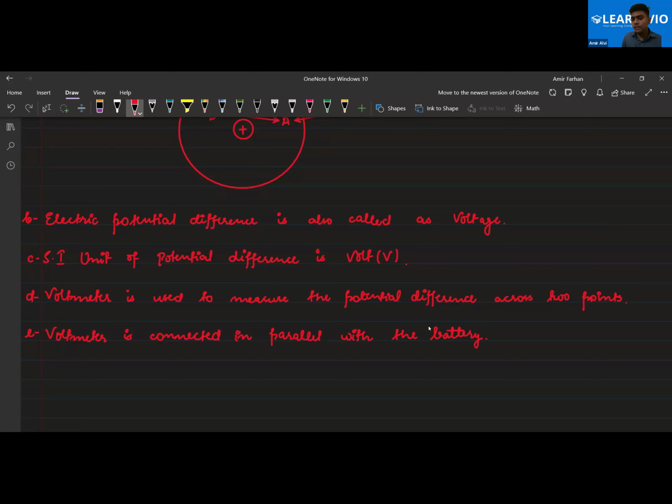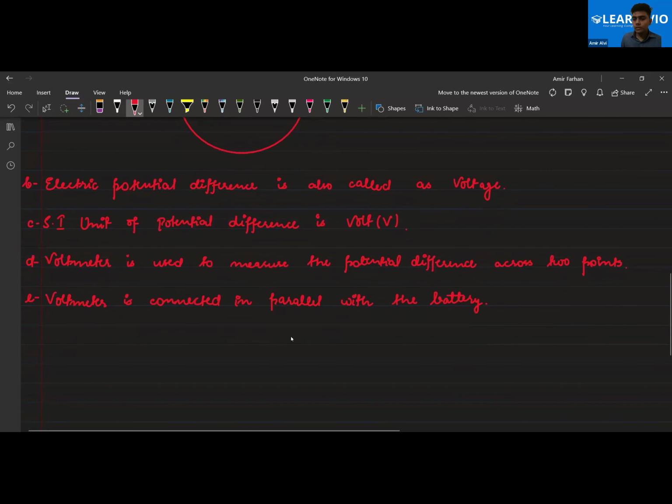Okay, the voltmeter is connected in parallel. Parallel is a combination, like we'll study the combination of resistors. In that, we'll study the series as well as the parallel combination. But right now just understand that it is connected in parallel, because this is one of the most basic questions that comes in the MCQ: the voltmeter is connected in which combination? So it is connected in parallel with the battery.